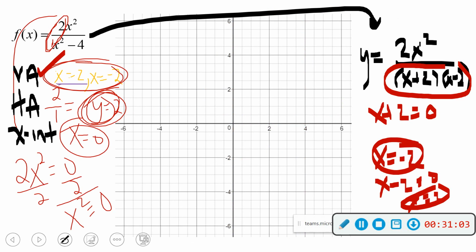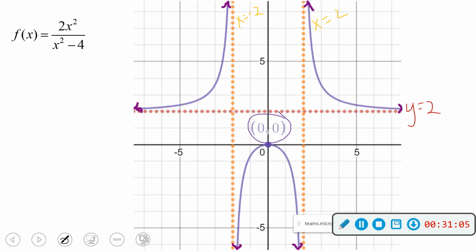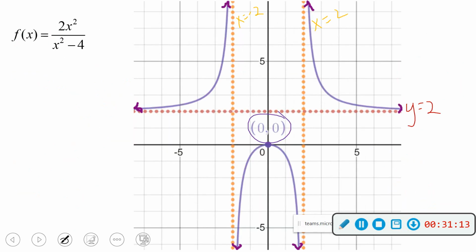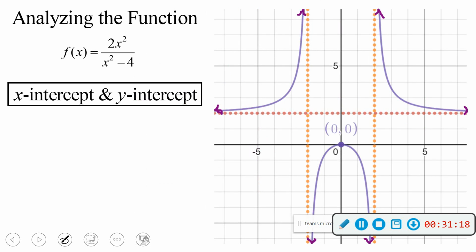Again, vertical was at 2 and negative 2, x equals 2 and negative 2. I unintentionally said y when I was writing it. And then we have a horizontal asymptote at 2, we can see that, and we have the x-intercept. We're ready to go. All right, so what is the x-intercept? Well, it just happens to be that the only x-intercept is the only y-intercept, and both of them have to be 0, 0.